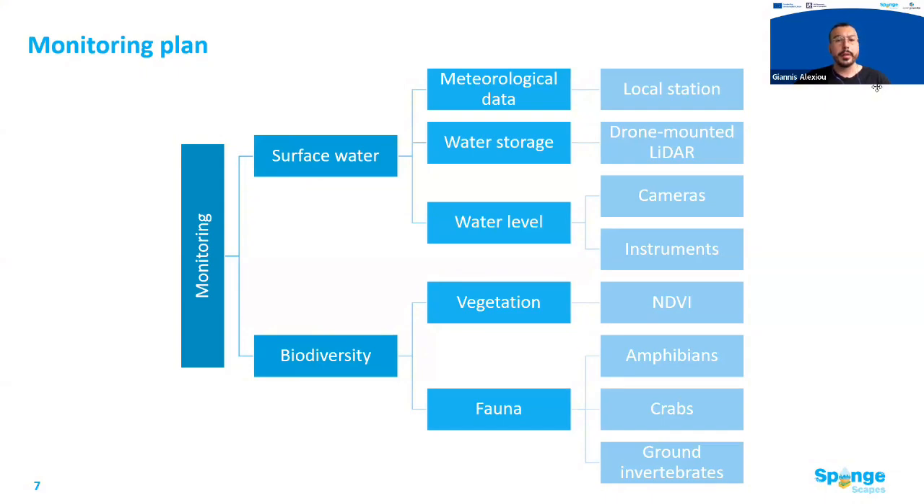Now, about biodiversity, we use two different kinds of indicators. One has to do with vegetation, and we do that using satellite images so as to create the NDVI vegetation index and see these differences. And also, we use fauna biotic indicators. For this case study, we use amphibians, crabs, and ground invertebrates, which are all organisms that are important and relevant to the specific case study.